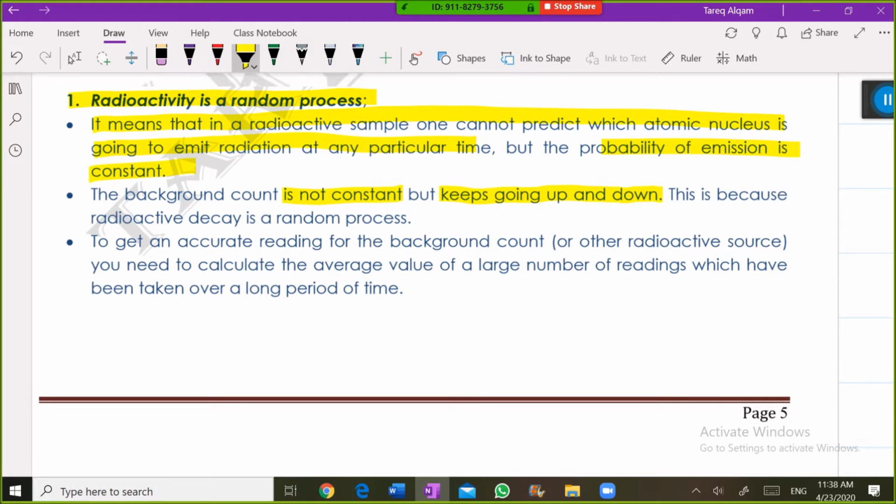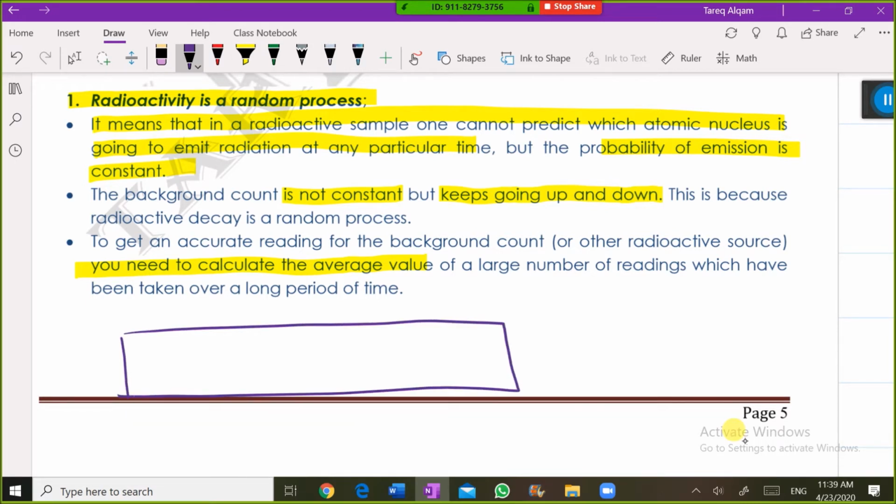To get an accurate reading for a background or for any measurement, we need to calculate the average value. Yani I may measure the reading, let's say like this table. Here time, here counts. I will explain that for you later on. First minute, second minute, third minute, and so on.